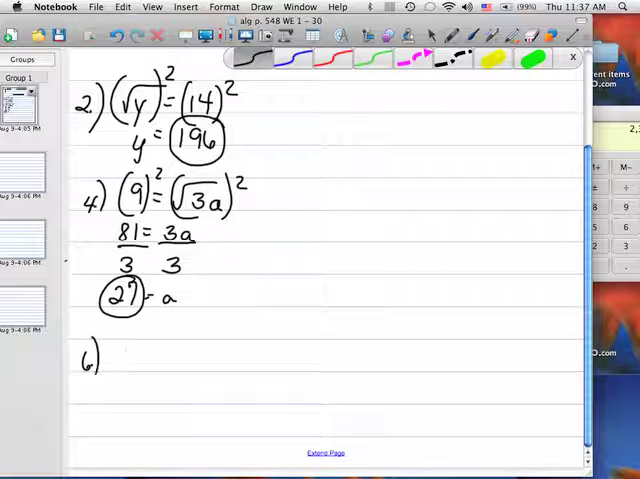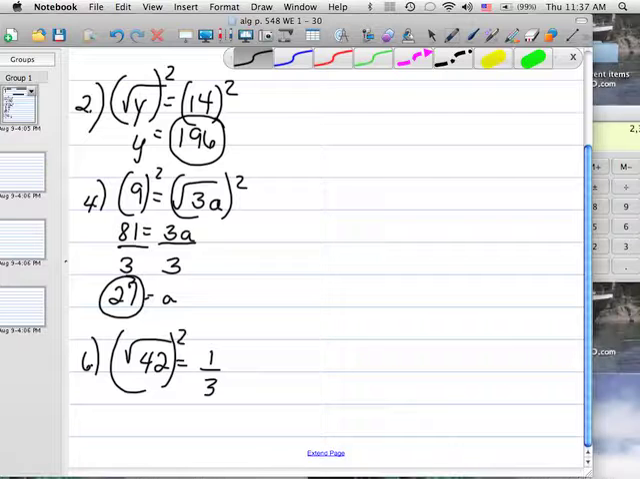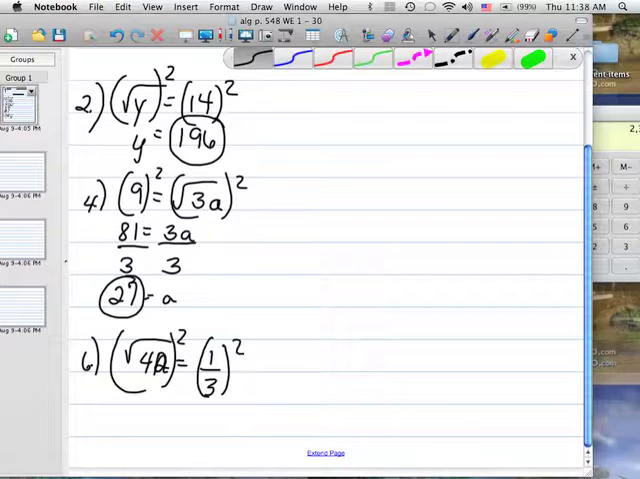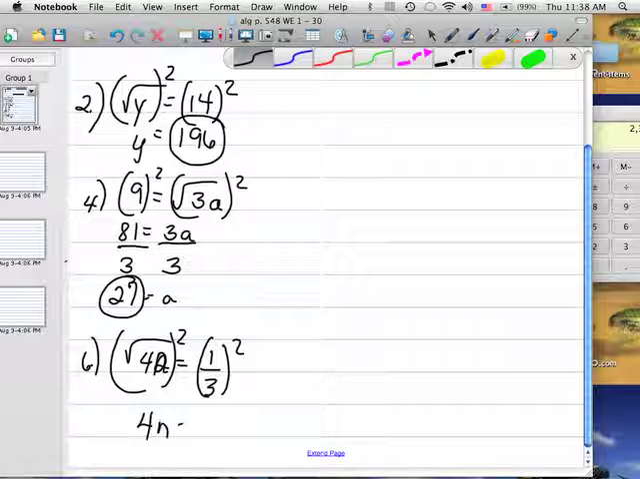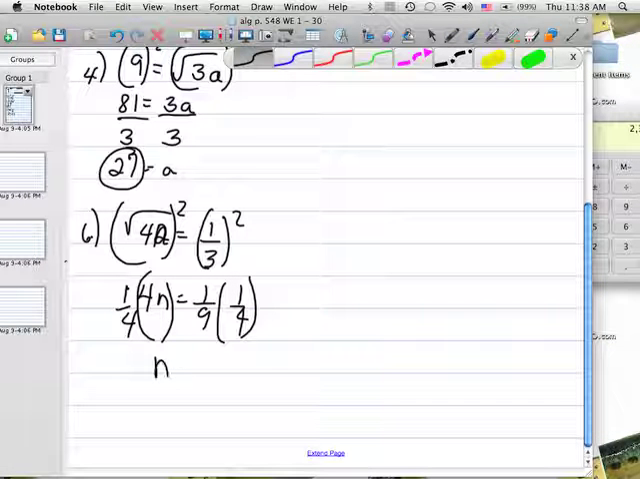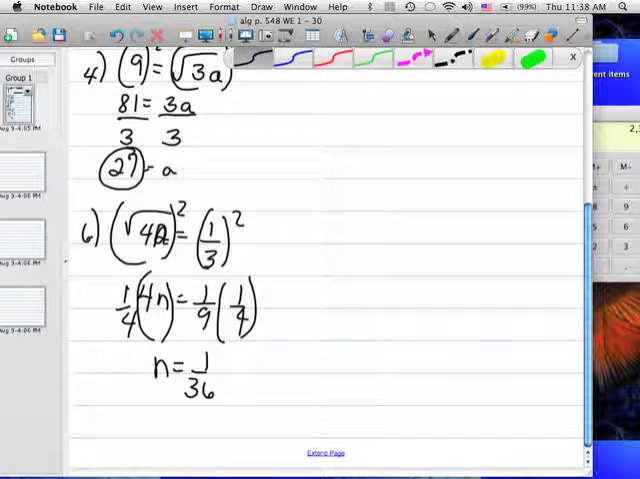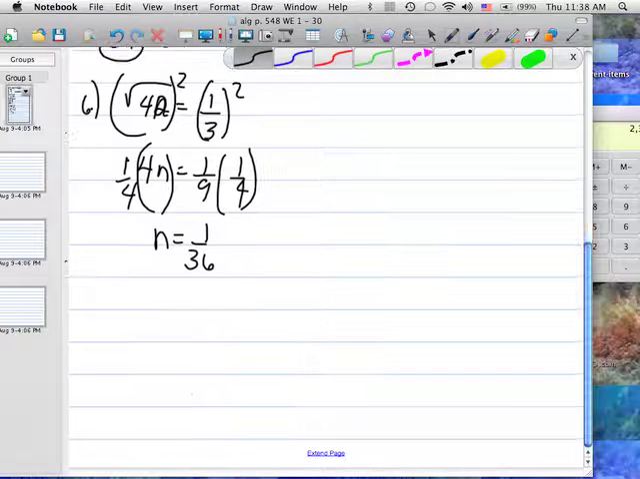Problem number 6, we have the square root of 4n equals 1/3. So we square both sides, and we get 4n equals 1/9. Multiply by 1/4, and we get n equals 1/36, and that works. 4 times 1/36 is 1/9, and the square root of 1/9 is 1/3.